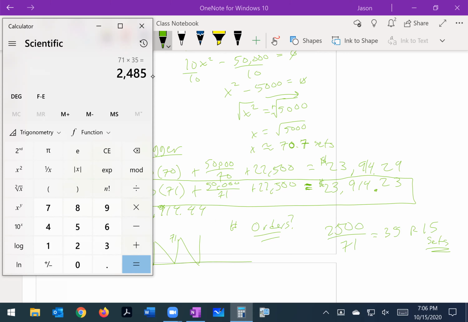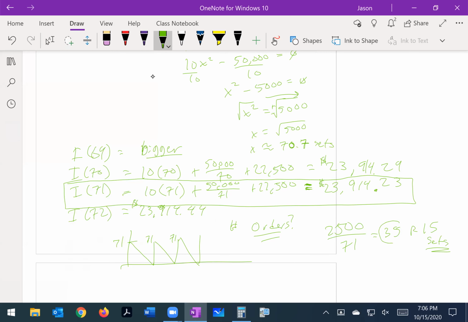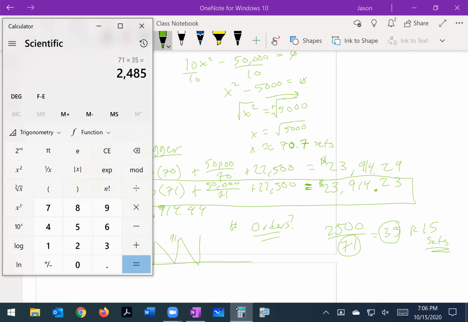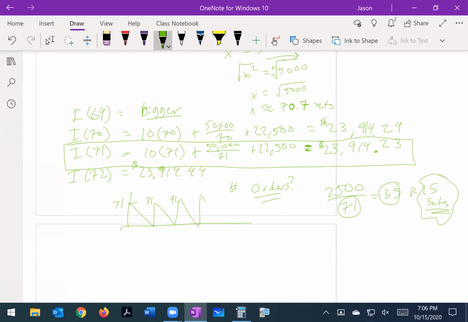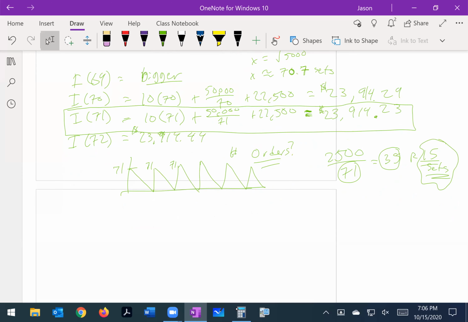That is 2,485 sets. So if I only order 35 times of 71, I would only have 2,485 sets, leaving me 15 sets shy. I wouldn't get all my sets. So what do I have to do to compensate for these 15 sets? I have to bring an extra set over at some point.